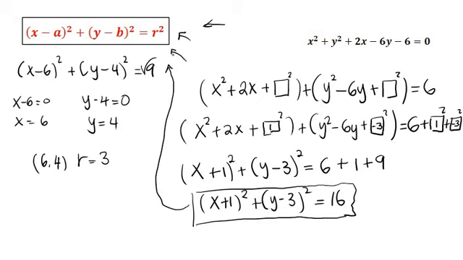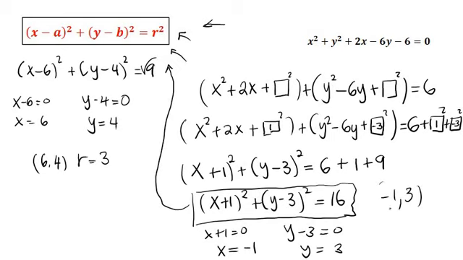Now what we need to do, take what's in the bracket, set that equal to 0: x plus 1 equals 0, therefore x equals negative 1; y minus 3 equals 0, therefore y equals positive 3. Now we have our coordinates (negative 1, 3), and the radius r is just the square root of 16, which is 4. So there you have it.